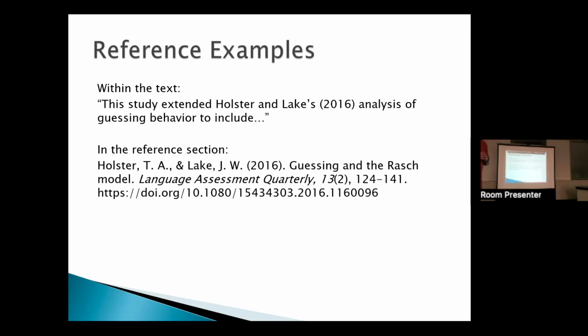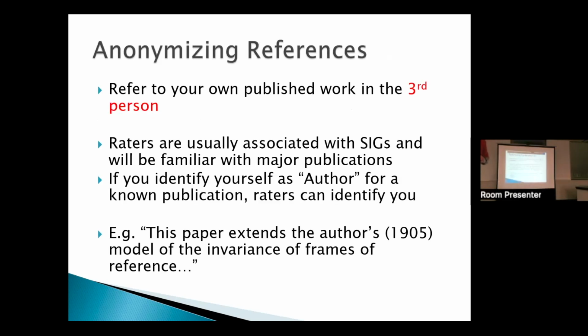Now, within the text, you would say, this study extended Holston Lake's 2016 analysis of getting behavior to include. In the reference section, you see the author name, the year, etc. APA style, but there's no indent. And in the Indigo system, you will not see the italics. Now, anonymizing references. You can refer to your own published work if it's a significant work. Do that in the third person. Okay. So raters are usually associated with SIGs and will be familiar with the major publications.